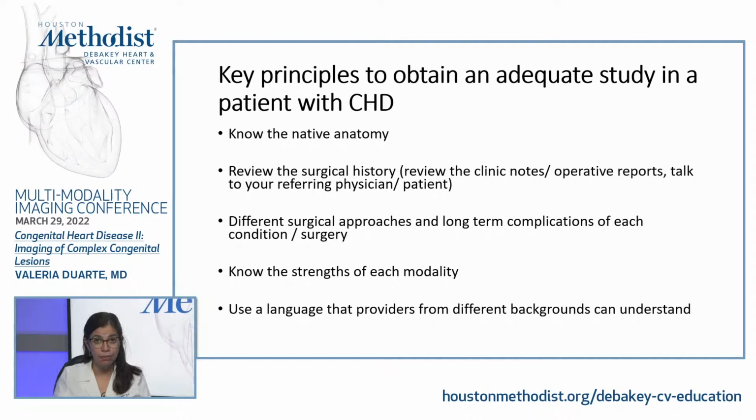And then in our reports, we need to use language that providers from different backgrounds can understand. Congenital heart disease is very heterogeneous. Each condition is heterogeneous, and the nomenclature can be very different across different practices. So we will be addressing providers that are general cardiologists, adult congenital cardiologists, and pediatric cardiologists taking care of adults. So sometimes we need to make sure that our verbiage is clear.